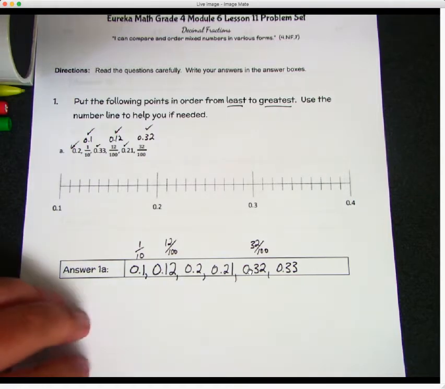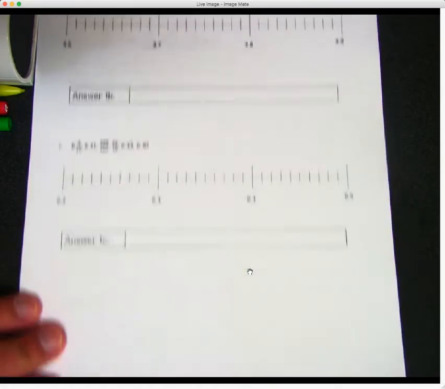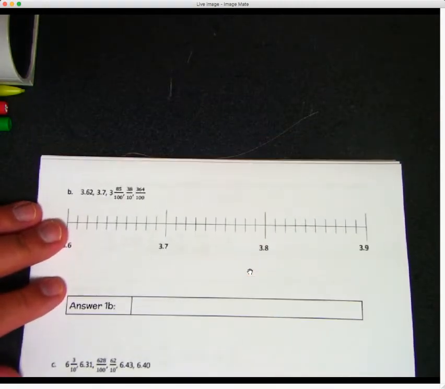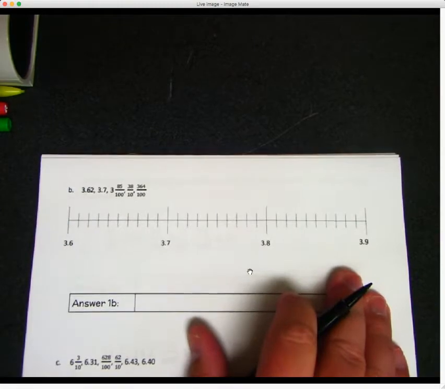Okay, let's look at some more. All right. Got another one here. This time I'm not going to move them over to decimal form. I'm just going to go ahead and put them in order.